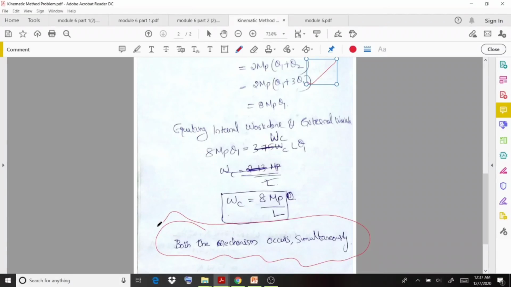Sometimes the WC value will vary, and we will discuss such problems in the upcoming lectures. So I hope the section is clear, and with this we wind up today's section.